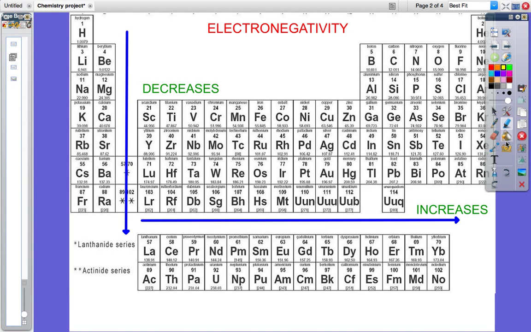This trend also has a trick. Fluorine, also known as fancy fluorine, has an electronegativity of 4, the highest possible one. So the further away from fluorine, the lower the electronegativity.